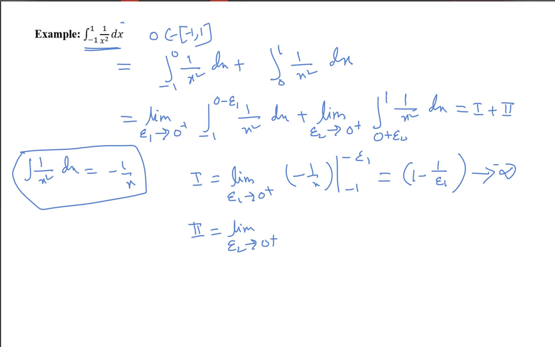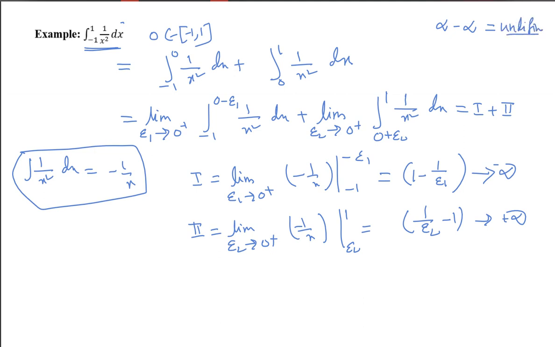Epsilon 2 tends to 0 plus. If I take minus 1 by x, from epsilon 2 to 1, this will be what? 1 by epsilon 2 minus 1. This is also tending to plus infinity. Can you find the value? Infinity minus infinity. What will be the value? Undefined, or indeterminate. Okay.